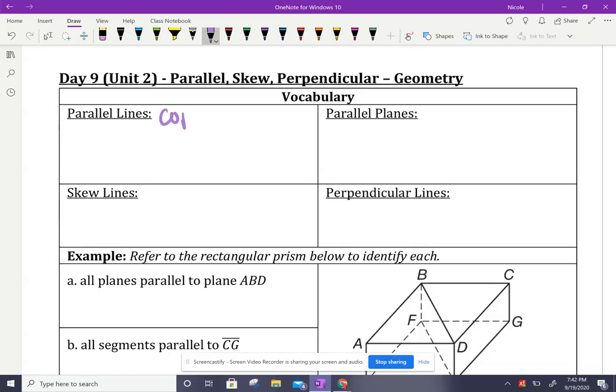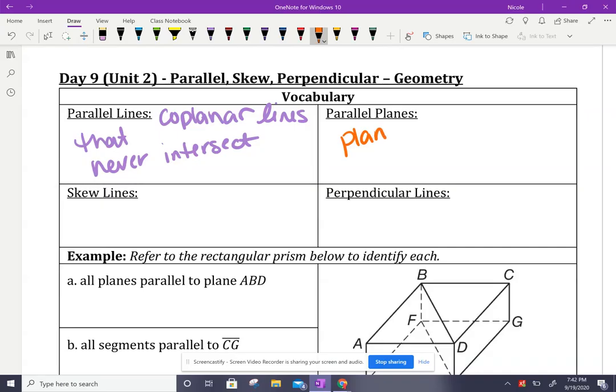Do we remember that word, coplanar? Coplanar meaning on the same plane. So, coplanar lines that never intersect. So, they need to be on the same plane and they don't intersect. Parallel planes, of course, would be planes that never intersect.